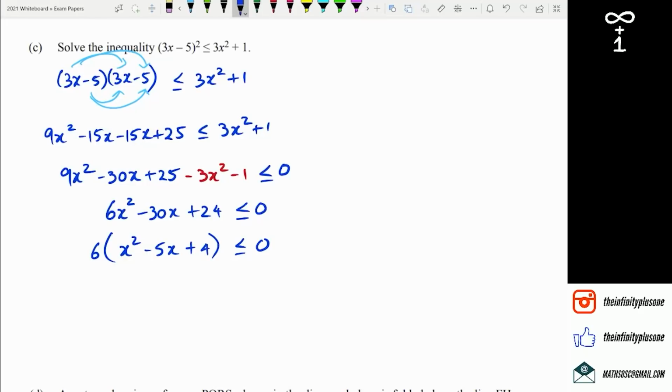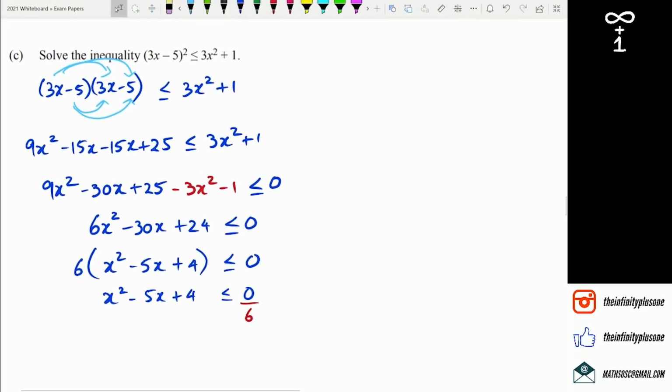So taking the 6 to the right-hand side, it becomes 0 divided by 6, which ends up being just 0, isn't it? So what we have got here is a quadratic inequality, which is x squared minus 5x plus 4 is less than or equal to 0.